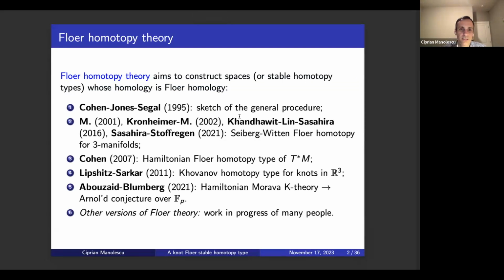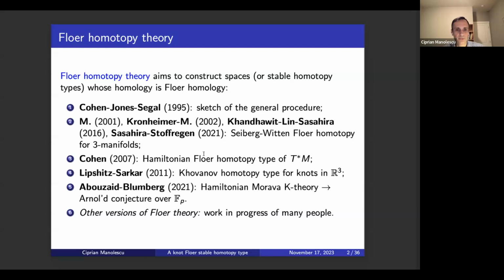Then there was work by a bunch of people. I started in 2001 in the Seiberg-Witten context, so we're constructing the Seiberg-Witten Floer homotopy type for 3-manifolds. Then Ralph Cohen explained the Hamiltonian Floer homotopy type of T*M. Lipshitz and Sarkar did something for Khovanov homology. They upgraded it to a homotopy type. That's not quite Floer theory, but it's very similar. And what we do will be inspired by what they did.